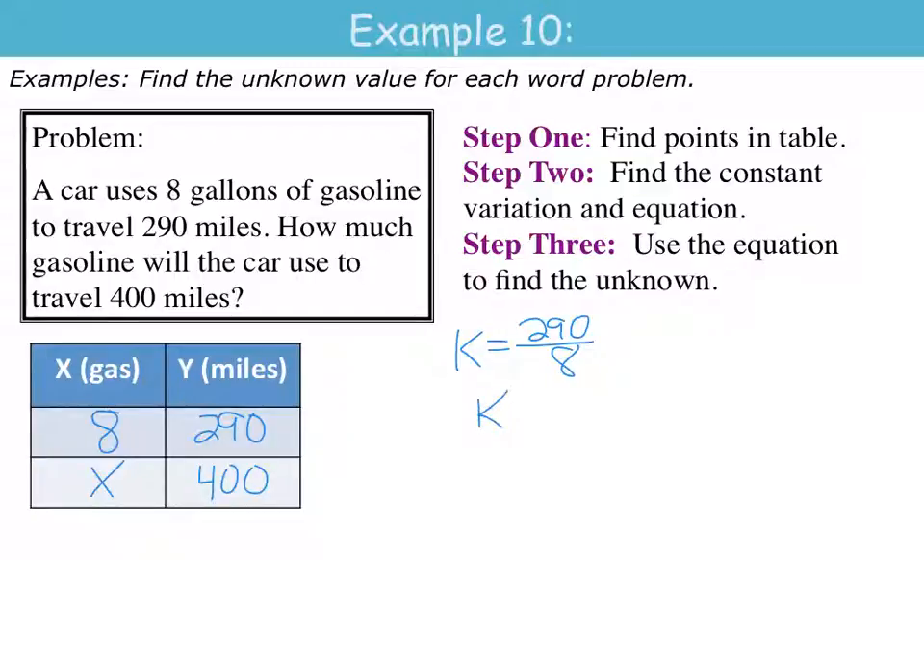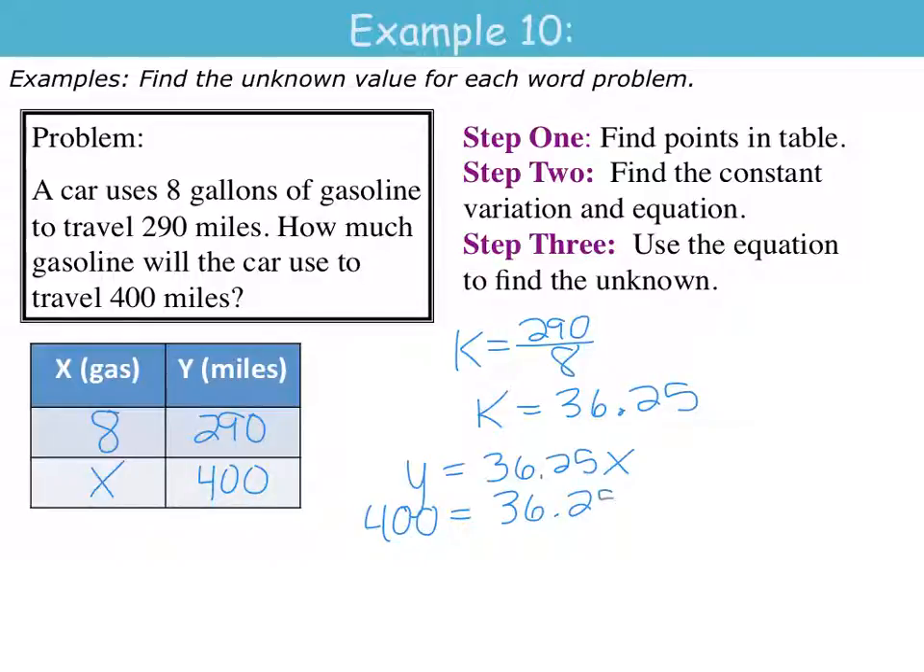And we end up getting k is 36.25. And I'm going to leave the decimal here, that's fine. So our equation is y equals 36.25x. And then I'm saying how many gallons, which is x, to go 400 miles. So I'm going to plug in my 400 for y and solve for x by dividing.